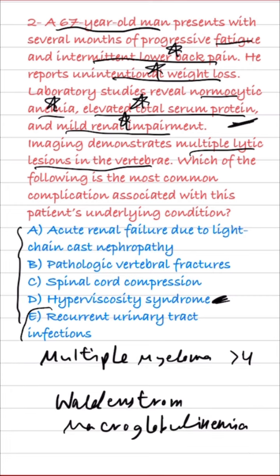And the most common one is E, recurrent UTI. This is information you should know, that recurrent infections are the most common complication of multiple myeloma, especially UTIs and pneumonia. This is very high yield and you should know it. And the reason for that is multiple myeloma causes impaired humoral immunity. It causes overproduction of dysfunctional plasma cells and a decreased amount of normal immunoglobulins, and that causes recurrent infections. So always keep that in mind.